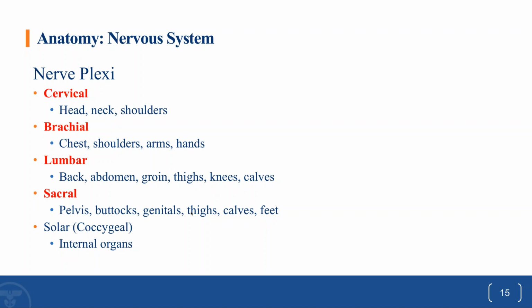But it's important for you to know the different nerves and the different areas for the nerve plexi. So you have cervical, which consists of the head, the neck, and the shoulders. And brachial, chest, shoulders, arms, and hands. Lumbar is pertaining to the back, abdomen, groin, thighs, knees, and calves. And your sacral, your pelvis, your buttocks, genitals, thighs. So these are the nerves that run through those particular areas. And the reason I'm bringing that to your attention is because sometimes in the questions, they will just say lumbar nerves, and you need to know what body parts.